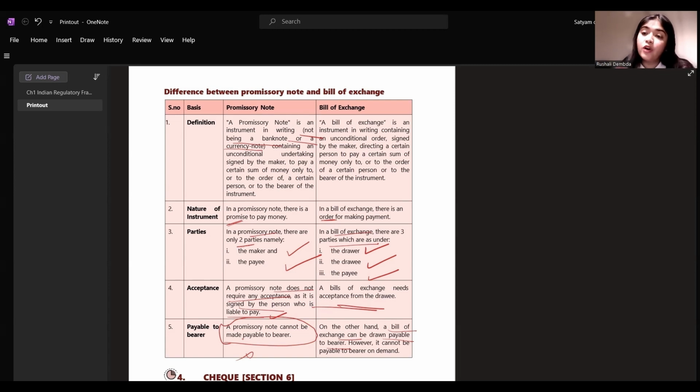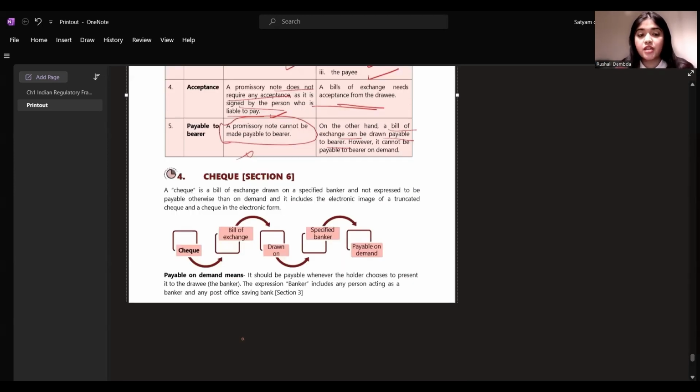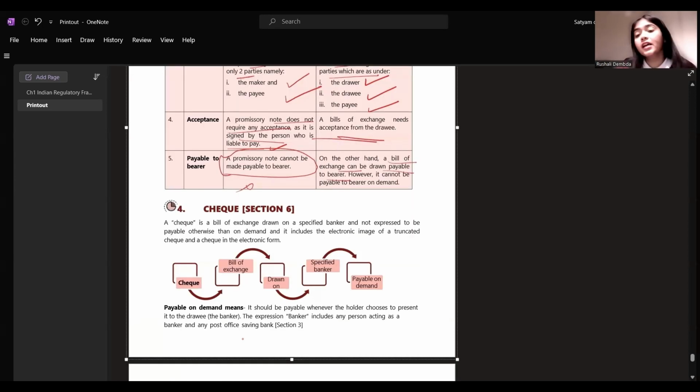So we'll move forward and see our third type of bill of exchange, that is check. Section 6 of the Negotiable Instrument Act gives us the definition of check and all those things required for understanding the check. Now a check is a bill of exchange drawn on a specified banker, and not expressed to be payable otherwise than on demand, and it includes the electronic image of a truncated check, and check in the electronic form.